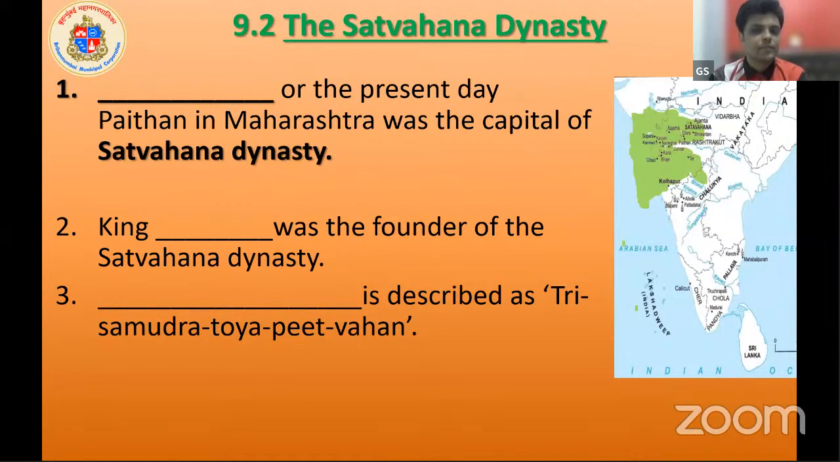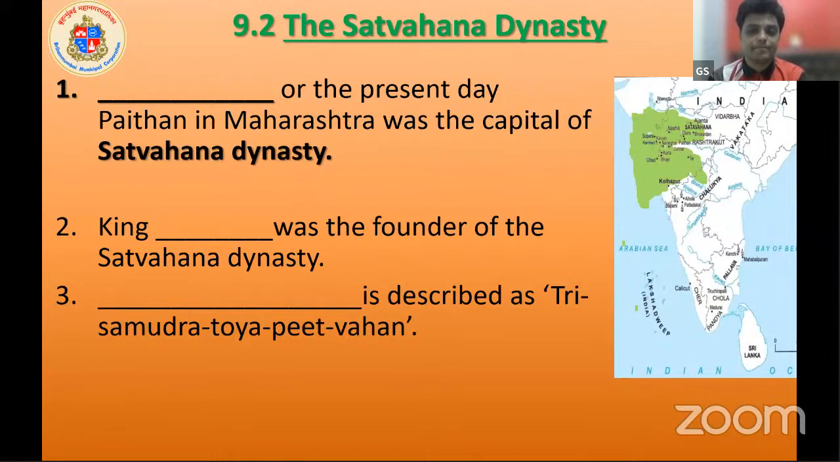Shaka king. Sir, can I tell? Yes, who is that? You tell your name and then answer it. Ankit Singh. Yes, Ankit Singh, answer it. Tri Samudra Toya Pit Vahan means one whose horses have drunk the water of three seas. It simply means the king's domain is so vast that it extends to the three seas, the Arabian Sea, the Bay of Bengal, the Indian Ocean. You have answered what Tri Samudra Toya Pit Vahan means, but the question is not that. The question is, who was the king who was given the title of Tri Samudra Toya Pit Vahan?